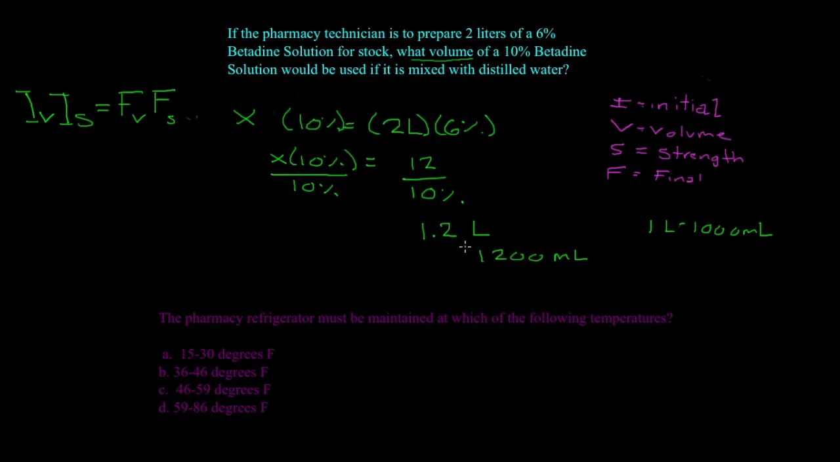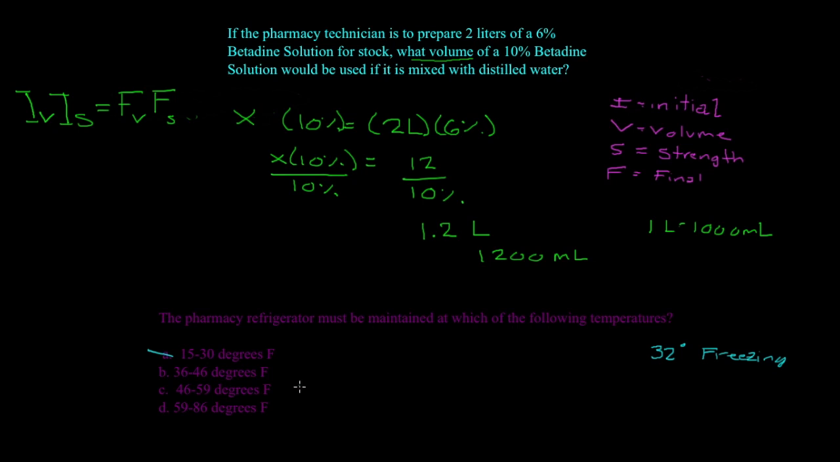So you'll need 1,200 milliliters of the 10% solution to get 2 liters of a 6% solution. So the next question is going to be, the pharmacy refrigerator must be maintained at which of the following temperatures? Well, we know that 32 degrees is freezing. So anything below 32 degrees isn't going to be refrigerator because you're not going to want to freeze things in the refrigerator. So we know that A is not an option.